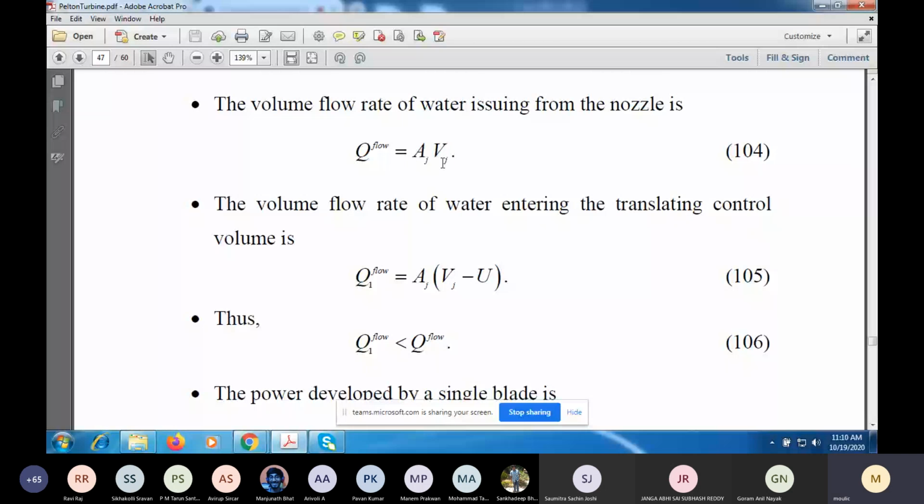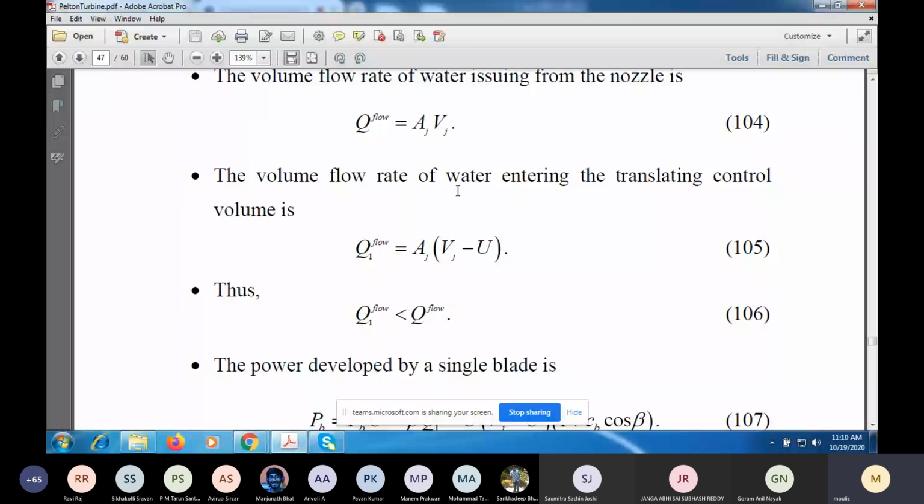But the volume flow rate entering the translating control volume is A_J times the relative velocity, which is V_J minus U. So this is what we were calling Q1 flow. I'm putting a superscript flow here because we also sometimes use Q for heat, at least in the other part of the course, where we will be dealing with heat. And the subscript 1 is for section 1 of the translating control volume, which was the inlet. So compare this and this, you see that Q1 flow is less than Q.